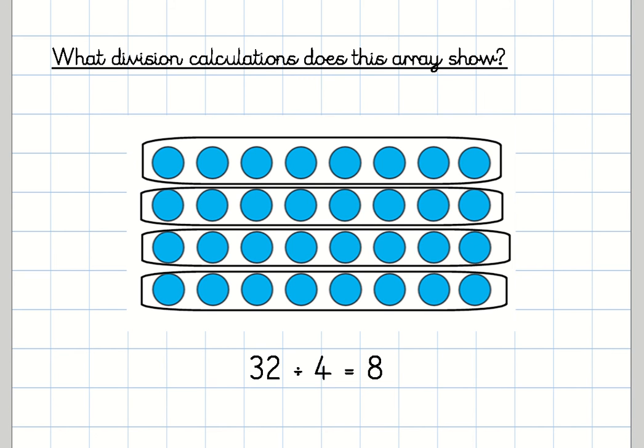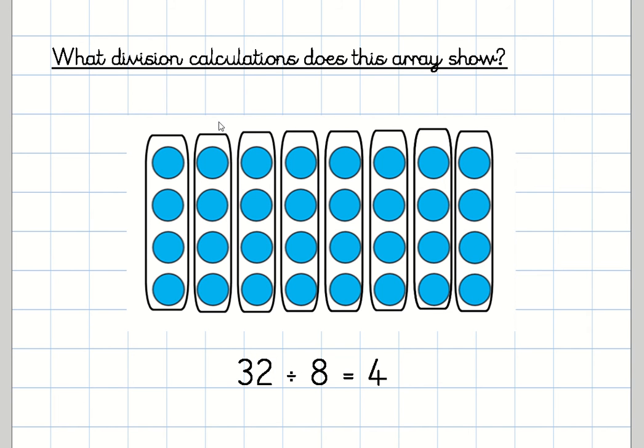Hopefully, you've thought of the fact that we can share 32 into 4 groups, which means 32 divided by 4 equals 8, because there are 1, 2, 3, 4, 5, 6, 7, 8 dots in each row. But it can also show us that we can group 32 into groups of 4. And if we had it in groups of 4, there would be 8 groups in total, which means 32 divided by 8 equals 4.